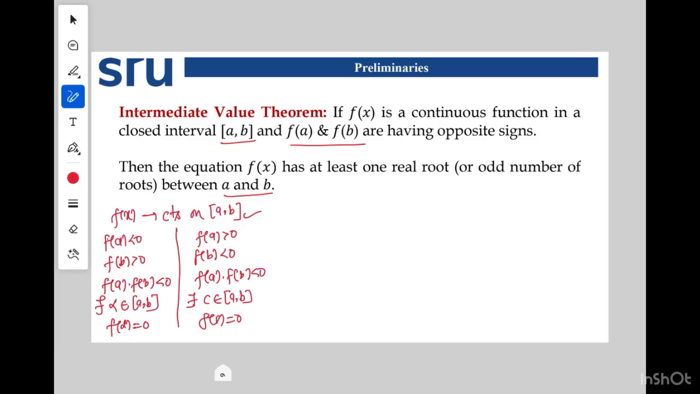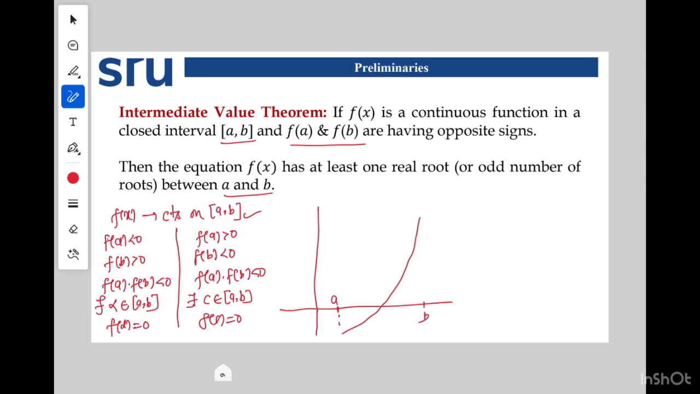Okay, so we can understand it using the graphical approach. First, let us define a continuous function on closed interval [a, b]. Suppose this is your function defined on closed interval [a, b]. This is your a, suppose this is your b.